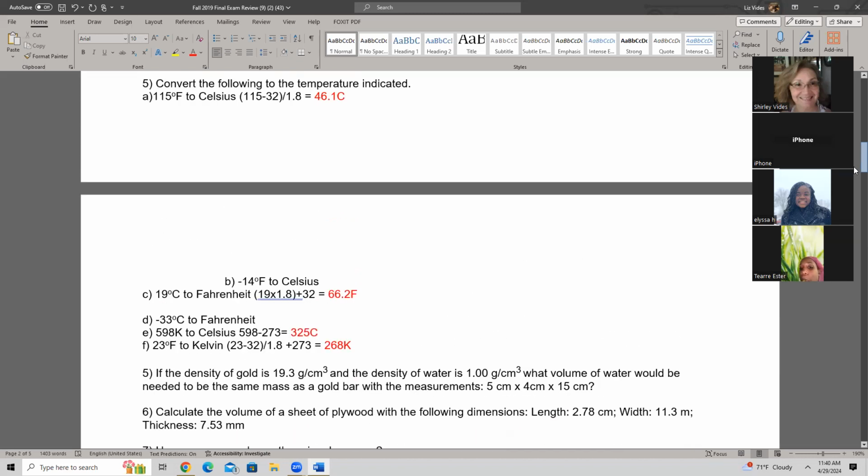So sorry about all those crazy things, but you get the formulas, right? They're right there. So the Fahrenheit formula, when you go into Celsius, you're going to do the Fahrenheit minus 32 divided by 1.8. When you're going to Fahrenheit, you're going to do the Celsius times 1.8 plus 32 at the end, and then the other ones you see.